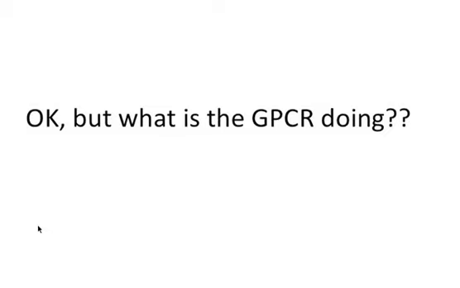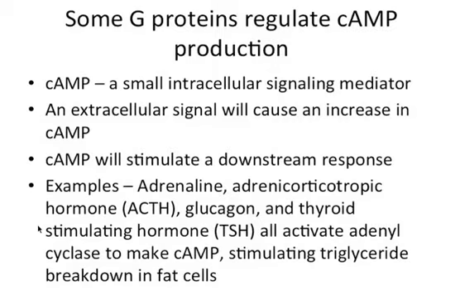Thank you. Okay, so I'm telling you all this stuff about receptors and G proteins and activating things, and you're saying, okay, you keep talking about the big picture. What's the big picture? What is the GPCR doing? We're talking about activating it. So what? Well, sometimes it helps to think about things in terms of the actual outcome. So some G proteins are going to regulate cyclic AMP production. And cyclic AMP is a small intracellular signaling mediator. Woo, that sounds really scientific.